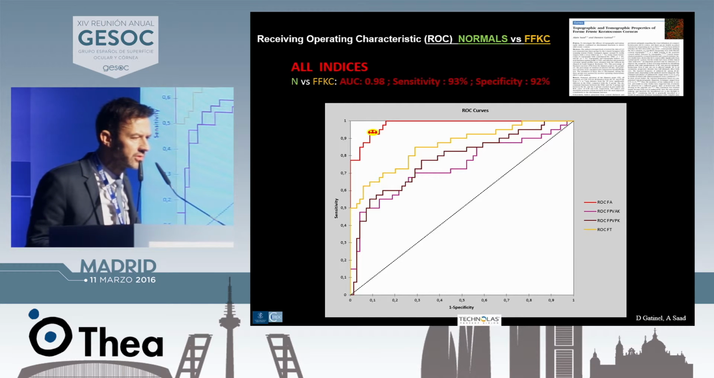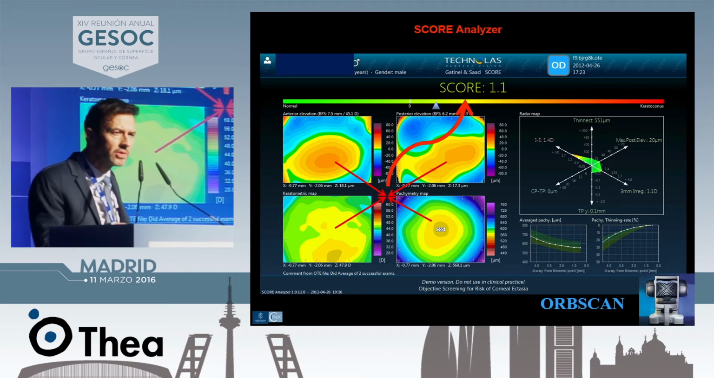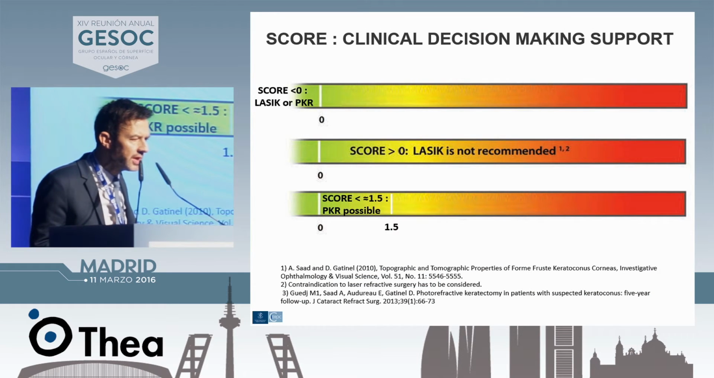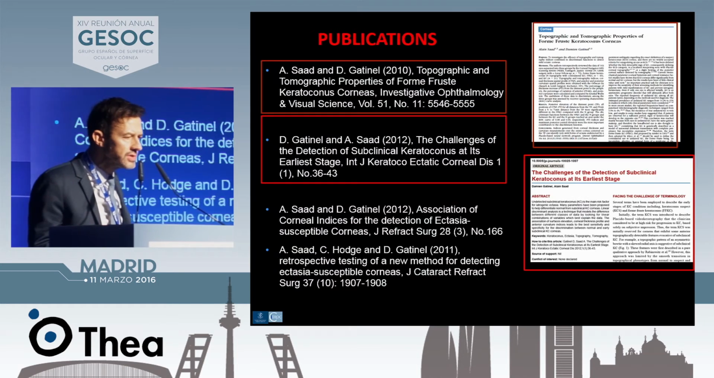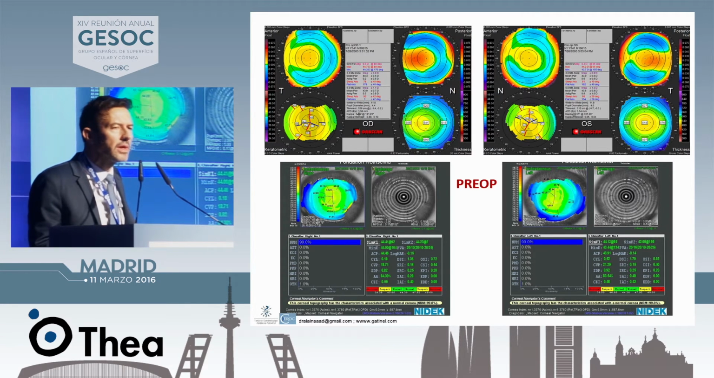And it's published in IOVS in 2010. So this has given birth to a new analyzer for the ORB scan, which is named the SCORE, and it comprises placido, tomography, elevation information, and when the score is positive, we probably face a cornea very similar to a form fruste. So we do PRK for low scores, but we don't do LASIK for those scores. It's been published, as I said, and we use those maps to investigate also keratoconus progression, but that's my second talk.